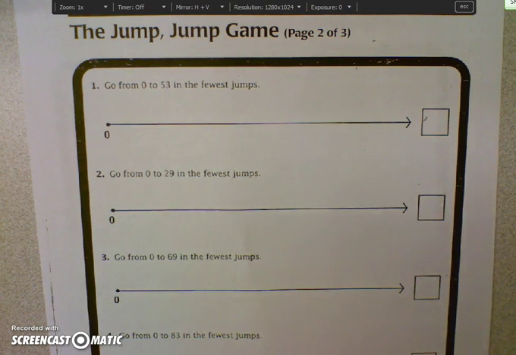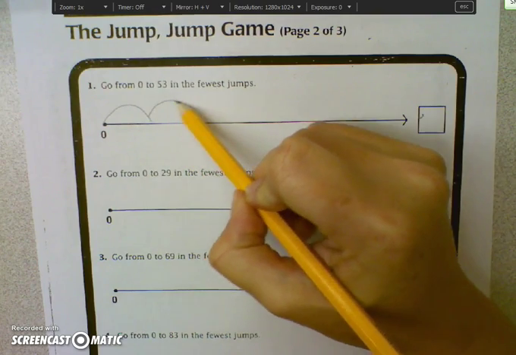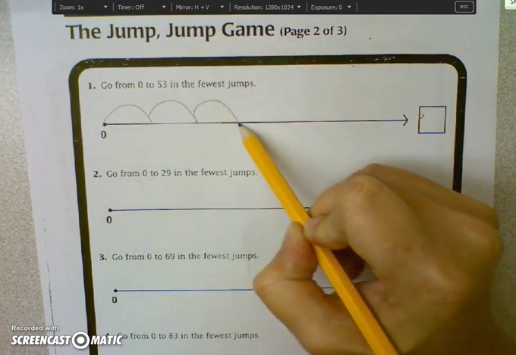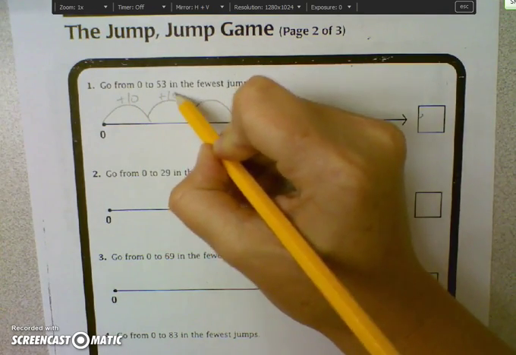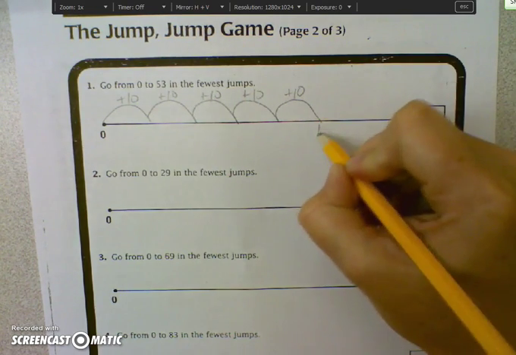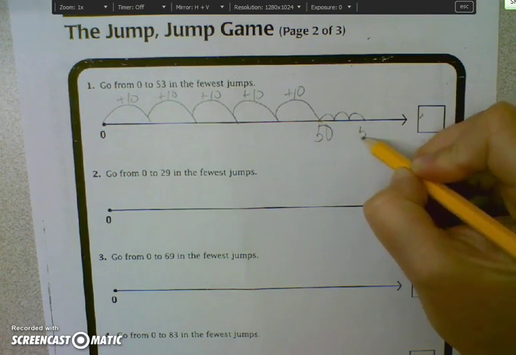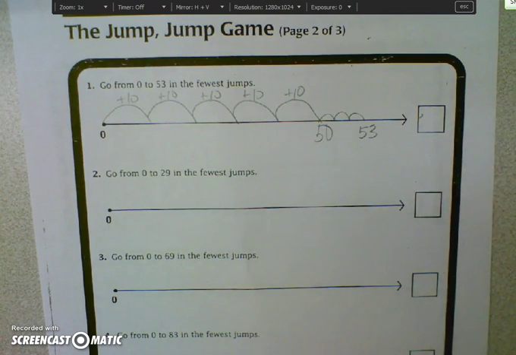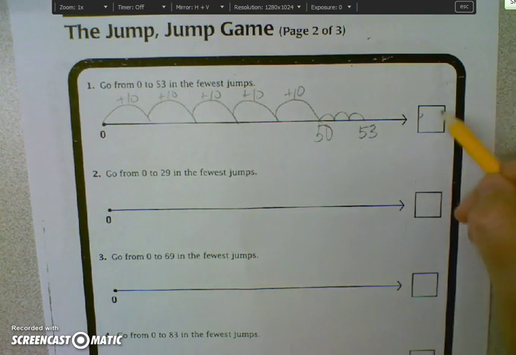Okay, so if I were going to jump from 0 to 53 in the fewest jumps possible, I would jump forward 10, five times. So I would make 5 jumps of 10. And I would land at 50. And then I would do 3 jumps of 1 and land at 53. That would be a total of 1, 2, 3, 4, 5, 6, 7, 8 jumps. And that would be the fastest way for me to get to 53.